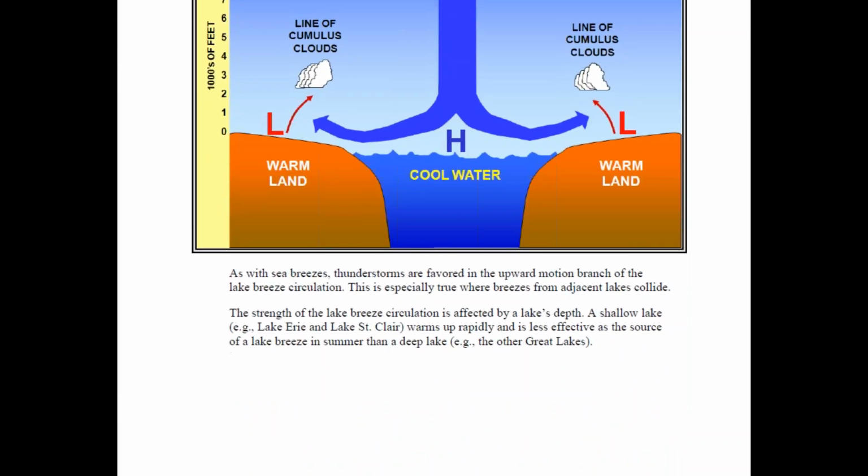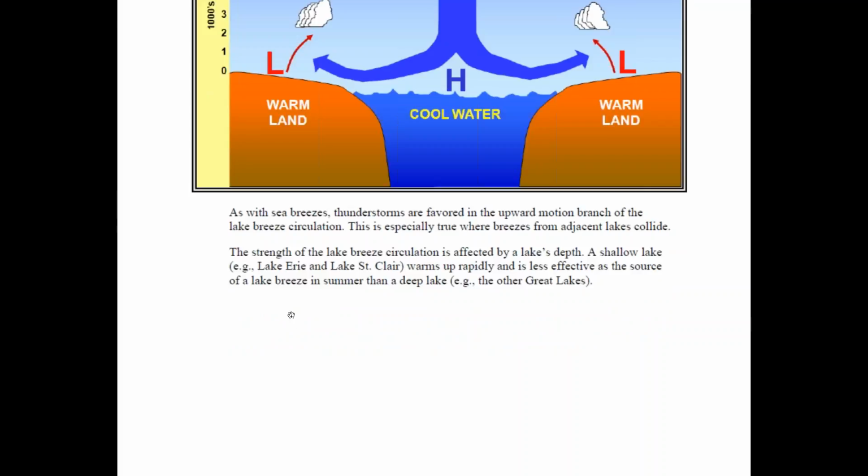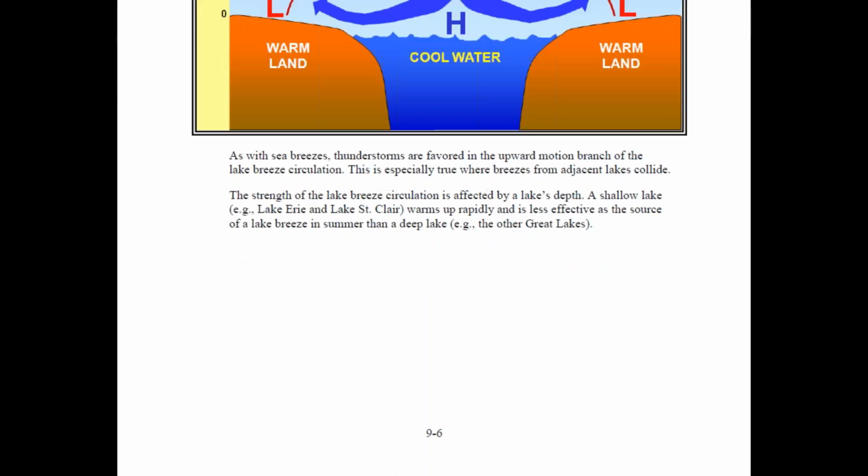As with sea breezes, thunderstorms are favored in the upward motion branch of the lake breeze circulation. This is especially true where breezes from adjacent lakes collide. The strength of the lake breeze circulation is affected by a lake's depth. A shallow lake, like Lake Erie and Lake St. Clair, warms up rapidly and is less effective as the source of a lake breeze in summer than a deep lake, like the other Great Lakes.